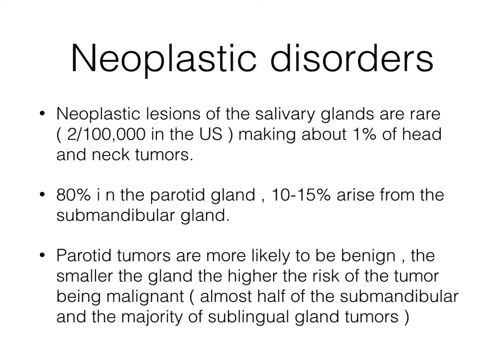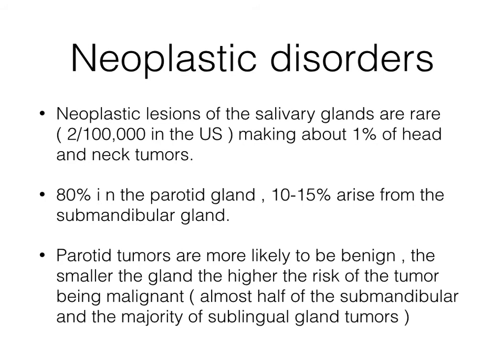Now, going into neoplastic disorders, we have the neoplastic lesions of the salivary glands. They're practically not common. They're rare. There's around two amongst every 100,000 in the U.S., making it about 1% of head and neck tumors. Again, remember, neoplasm does not mean cancer. Neoplasm includes both benign and malignant tumors.